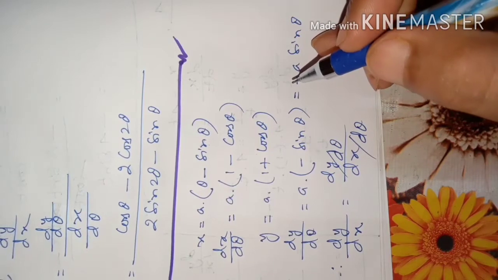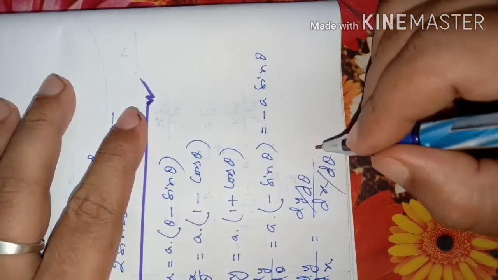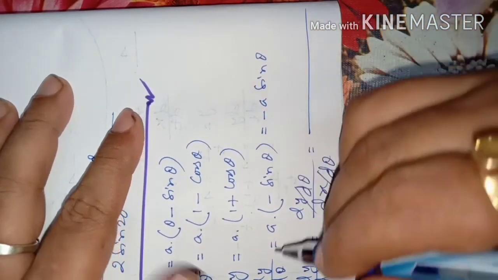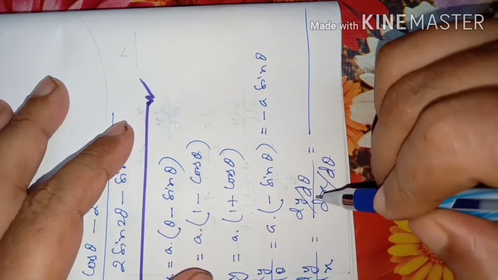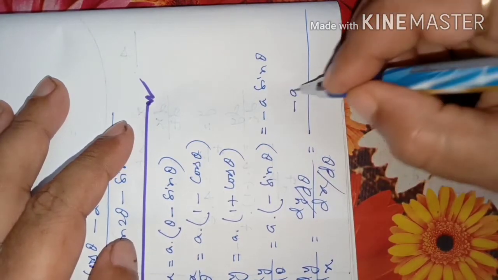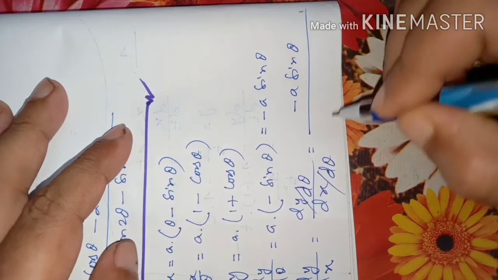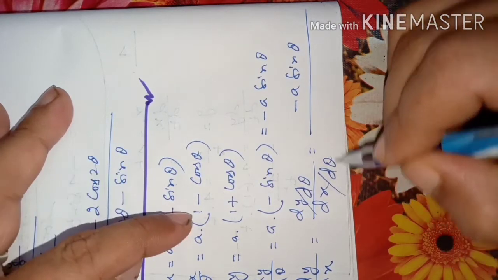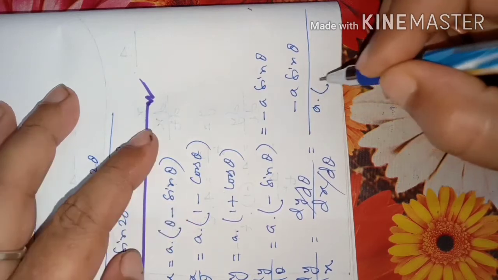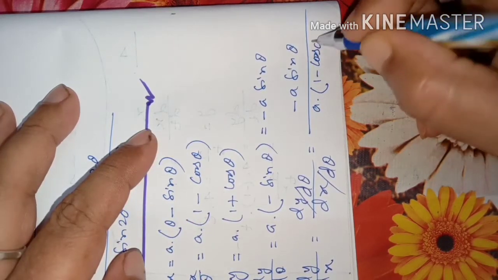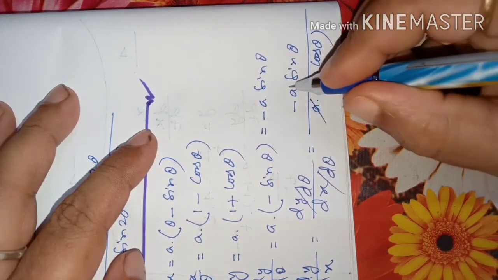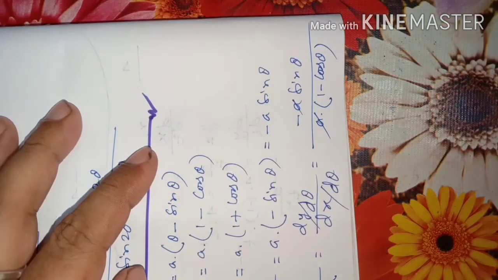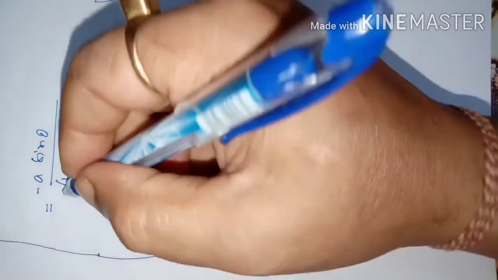So which is equal to dy by dx, dy by d theta is minus a sin theta divided by dx by d theta, which is a into bracket 1 minus cos theta. So a cancelled. So this is the result. Here a cancelled.